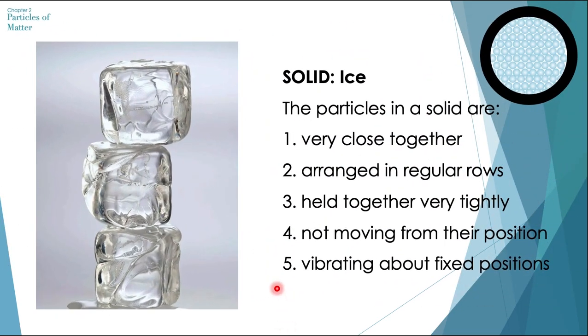Solid. We're taking ice as an example. So the particles in a solid are, number 1, very close together, as you can see here. Number 2, arranged in regular rows, as also what you can see here. Number 3, held together very tightly. Number 4, not moving from their positions. And number 5, vibrating about fixed positions. Because they do not have any space to move about, they only vibrate about fixed positions. So this is solid.